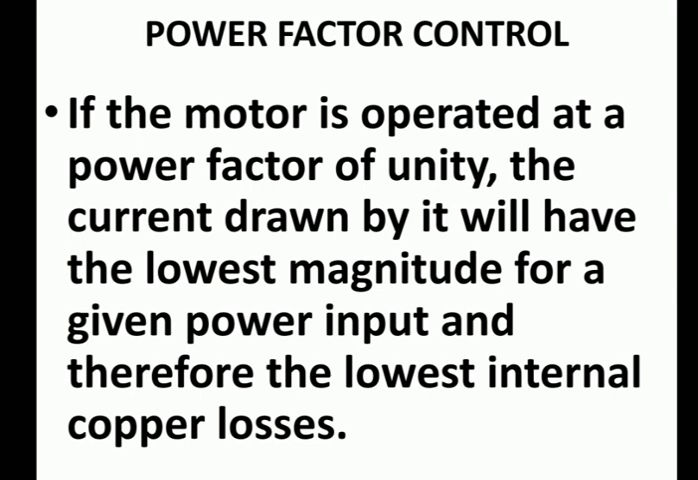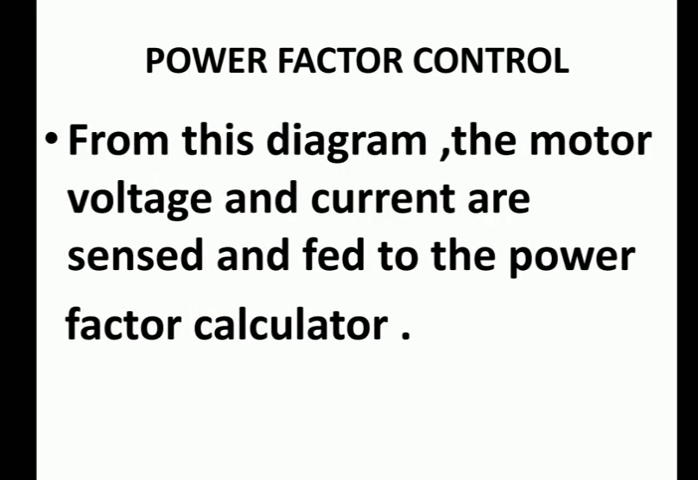If the motor is operated at a power factor of unity, the current drawn by it will have the lowest magnitude for a given power input and therefore the lowest internal copper losses. That means if the machine is operated at unity power factor, the current drawn by it is very low and therefore the internal copper losses are very less.